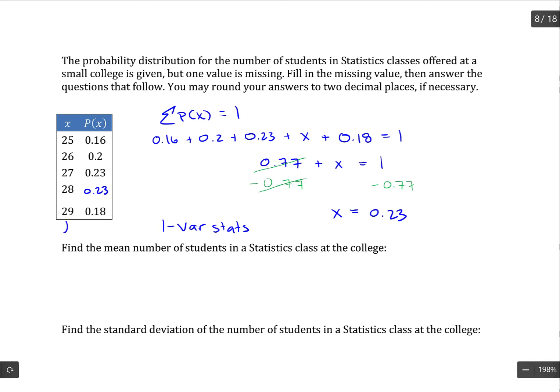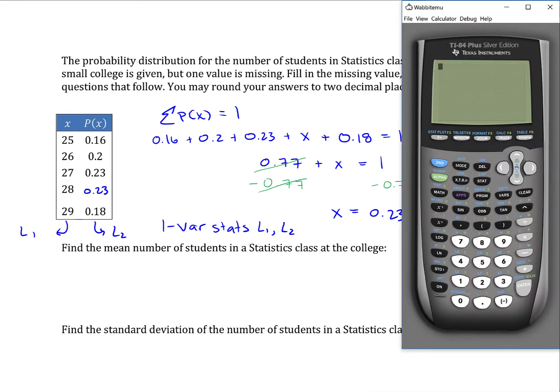But since I'm doing grouped data, I have to take into account that the different values of my random variable will be L1. The probabilities will go into L2. So that's how I will enter my data into lists in the calculator. And if you already have information in those lists, clear them out, highlight the name of the list, press clear, and then enter. And then you can start putting in new data.